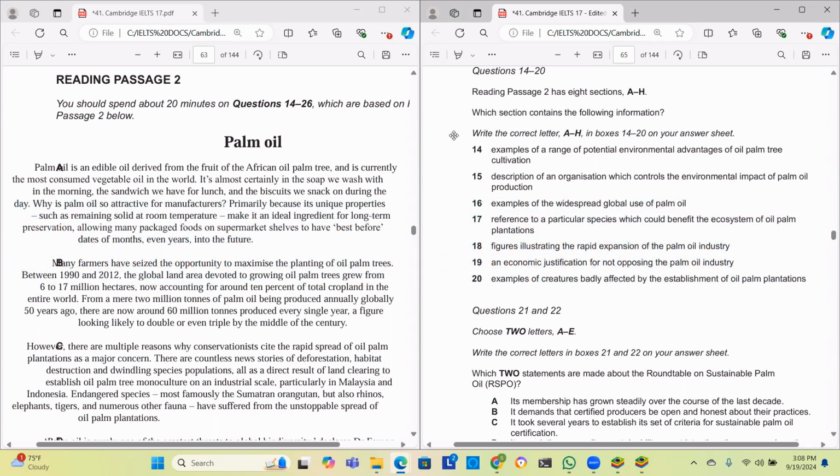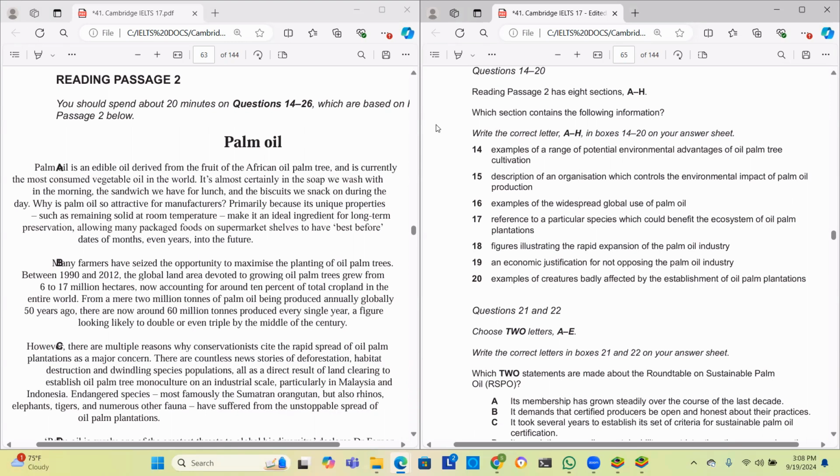So today we are going to discuss a new passage, which is about palm oil, as you can see. This is from Cambridge IELTS 17 book, Test 3, passage 2.